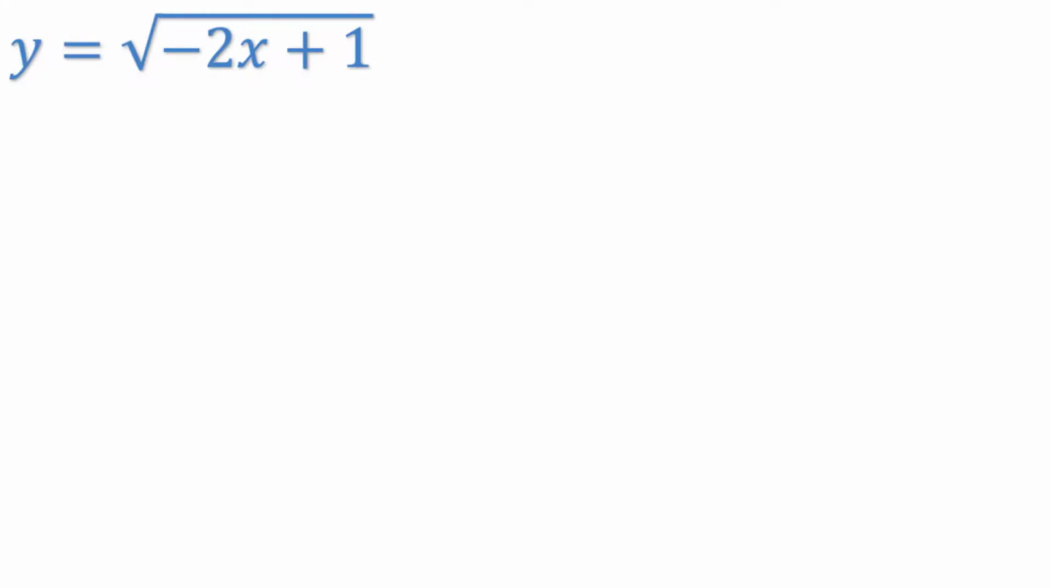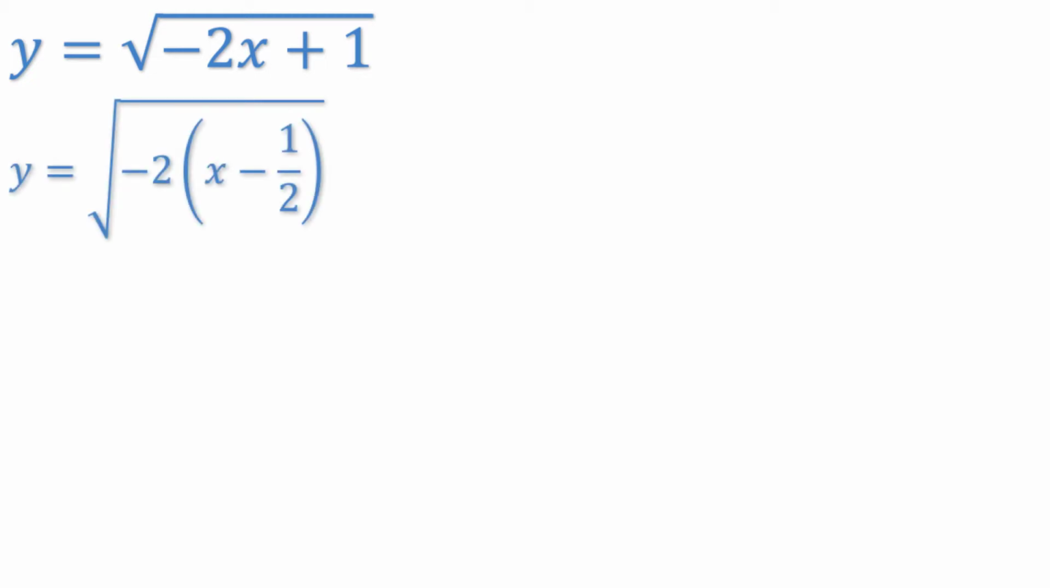Okay, let's try one more. We have y is equal to the square root of -2x plus 1. Now this one is a bit different than anything we've looked at before. We are going to want to factor the inside so that we have a coefficient of 1 on x. If we factor out -2, we have the square root of -2 times x minus 1/2. This is now in a form for which we can determine the translations.